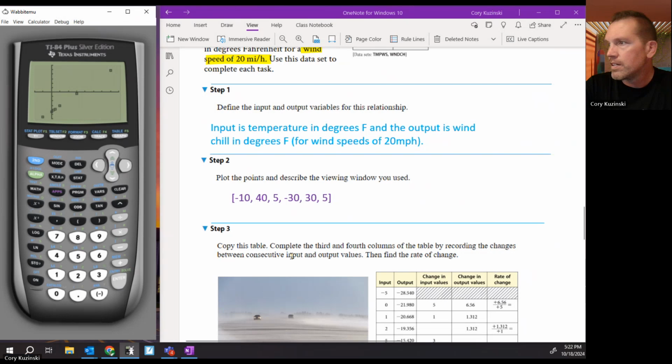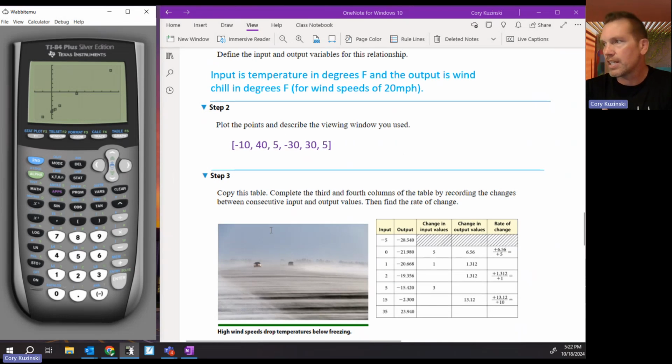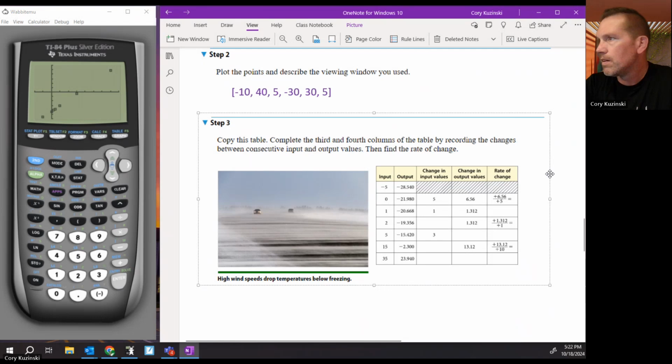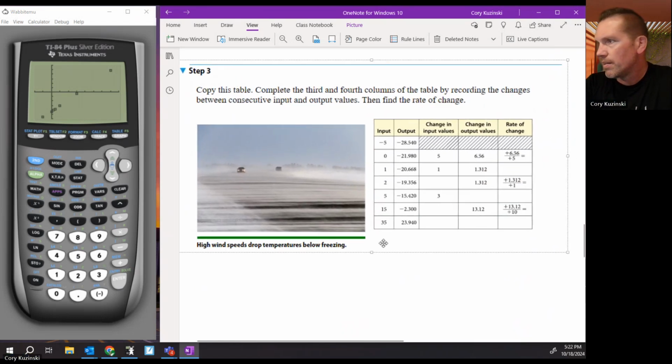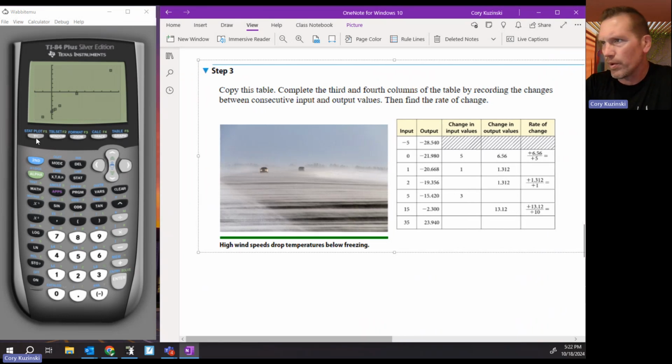Okay. Step 3, copy and complete. Copy this table. Complete the third and fourth columns of the table by recording the changes between consecutive input and output values. Then find the rate of change. Okay, so you've already got this table in your note sheet. Maybe we use, should we use the table? We've already, oh, we don't have an equation. Let's use a recursive rule, maybe. I know, we could just use some mental math.